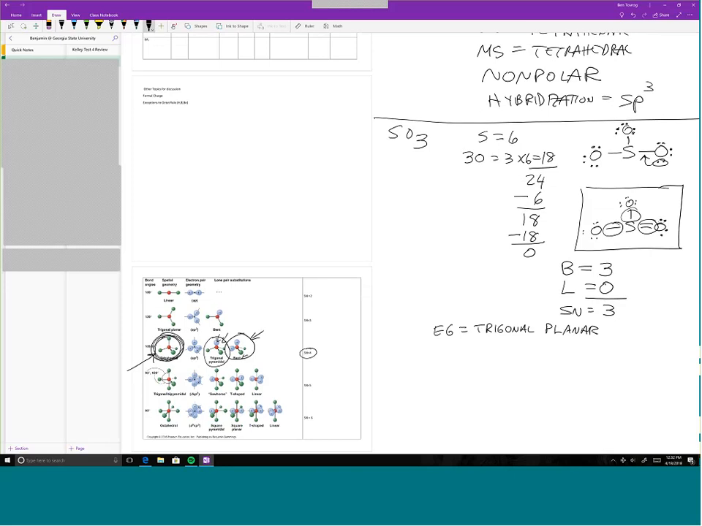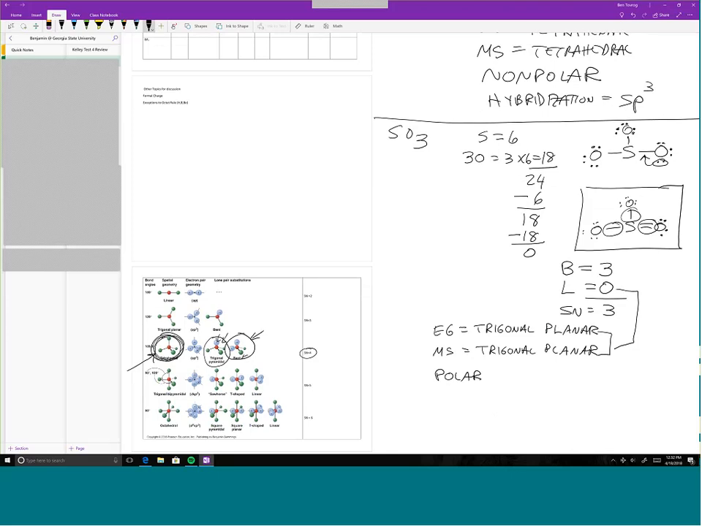And remember what we said before. Anytime you have no lone pairs on the center atom, the molecular shape and the electronic geometry are the same. It's going to be trigonal planar. Okay, let's get to the polarity question. Is this molecule polar or not?